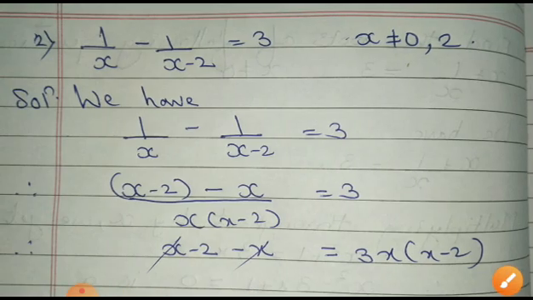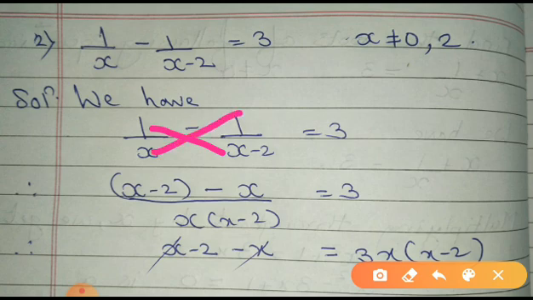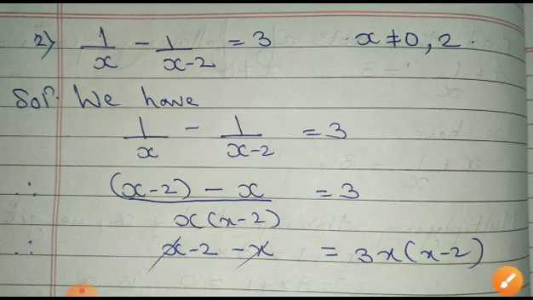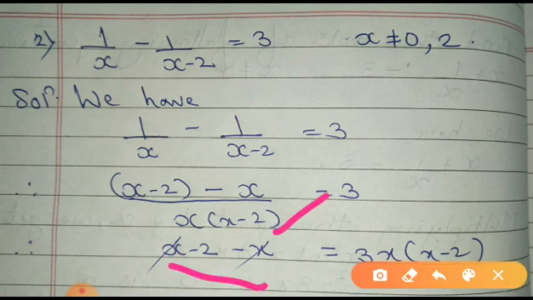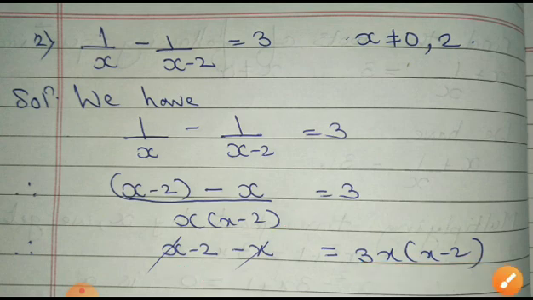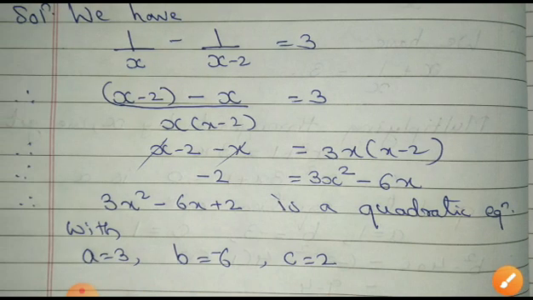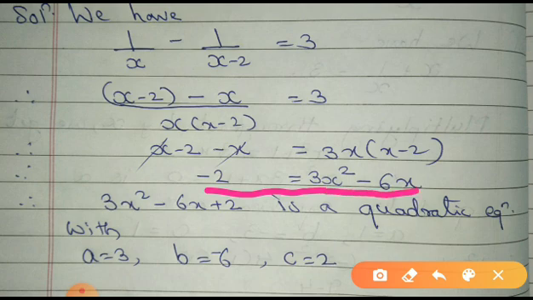So I will get 1 into x minus 2 minus 1 into x, that is equal to 3, and the denominator I will have as x into x minus 2. The numerator I wrote as it is. The denominator I can take to the other side, and it will be 3x multiplied with x minus 2. The x and x will get cancelled. So you'll get minus 2 equal to 3x square minus 6x.